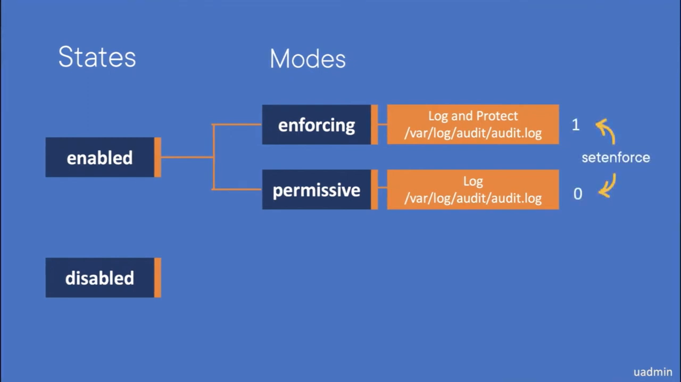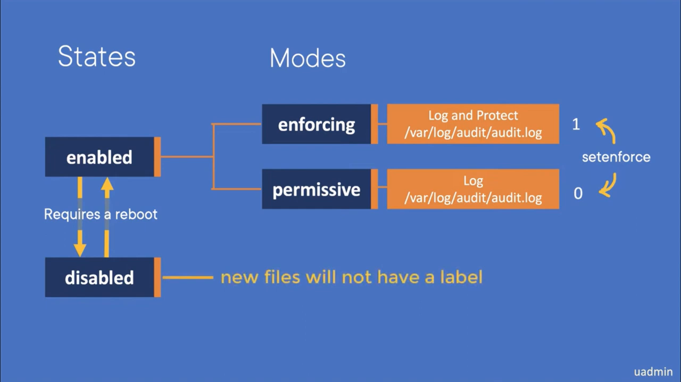And when SELinux is disabled, it's simply disabled. So there's no mode to describe other than that it is disabled. And to change between the two states of disabled and enabled, you will have to reboot your system. So it's important to realize that when you disable it, all new files will not have a label. So if you enable it again, all these files will have to be labeled. So in short, it's simply not a good idea to disable SELinux.